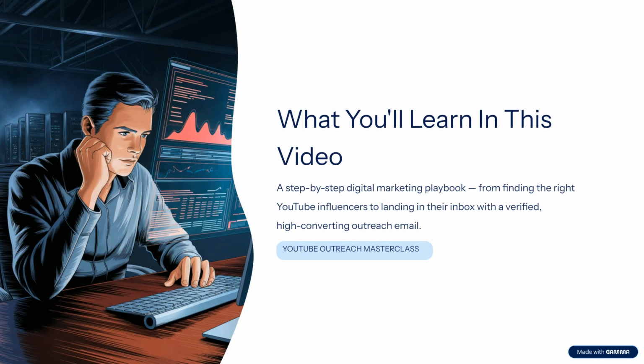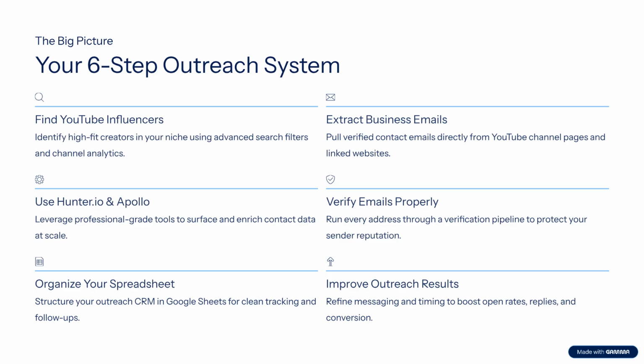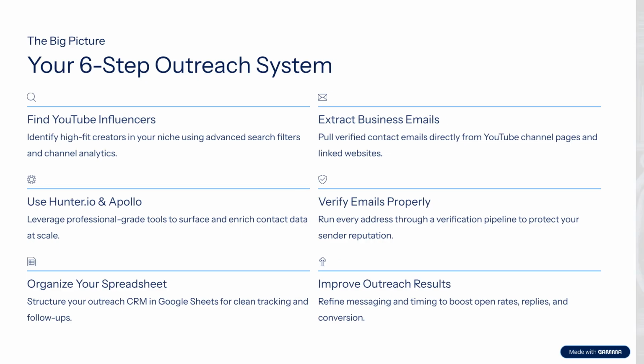This video is your step-by-step digital marketing playbook. You'll learn how to find the right YouTube influencers and land in their inbox with a verified, high-converting outreach email. Our 6-step outreach system covers everything, from finding and enriching contact data using tools like Hunter.io and Apollo, to verifying emails properly and organizing your outreach CRM.